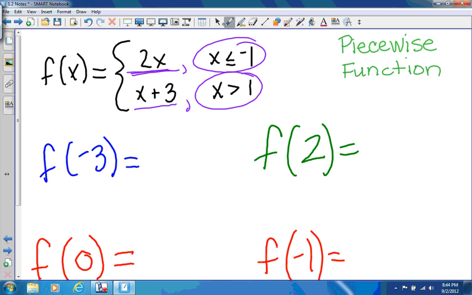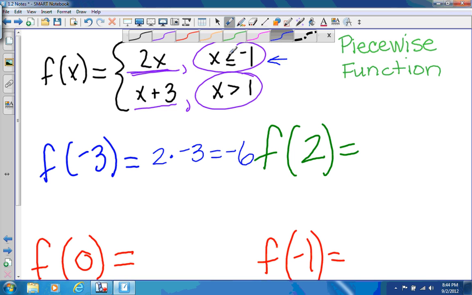And so this first one says f of negative 3. Well, negative 3 would fit in this category because it's less than negative 1. So then you would have 2 times negative 3, which gets you negative 6. Evaluating f of 2, 2 would fit this one because it's greater than 1. So then you would have 2 plus 3, which is 5.